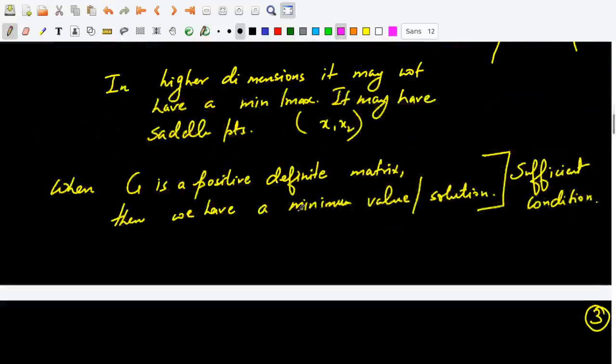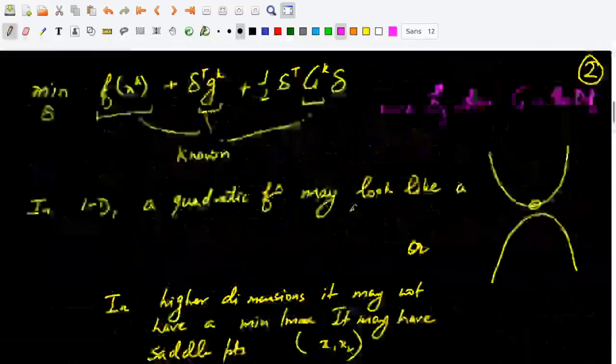When G is not positive definite, then sometimes we might get stuck at a saddle point, or the minimum value might be unbounded. Or we might just apply the first order derivative test and hit a local maximum. So there could be some problems when G is not positive definite, and we will try to look at those problems a little bit more. But let's see what could be the solution of this problem.